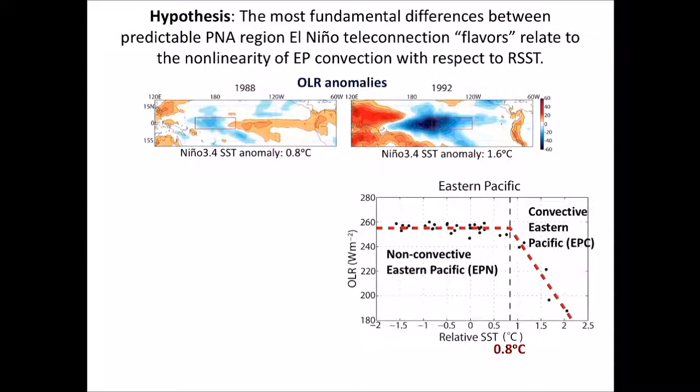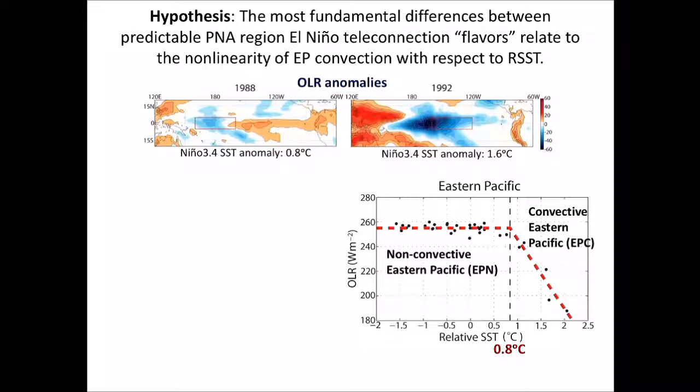Okay. So this leads to my hypothesis that the most fundamental differences between predictable PNA region El Niño teleconnection flavors relate to this nonlinearity of Eastern Pacific convection with respect to relative SST. And so what I did is I simply partitioned all the El Niño events between 1951 and 2014 into convective Eastern Pacific events and non-convective Eastern Pacific events. And that's just based on this relative SST criterion for this Eastern Pacific box. So if it's above this threshold of about 0.8 degrees Celsius, it's a convective Eastern Pacific event. Otherwise, it's a non-convective Eastern Pacific event.